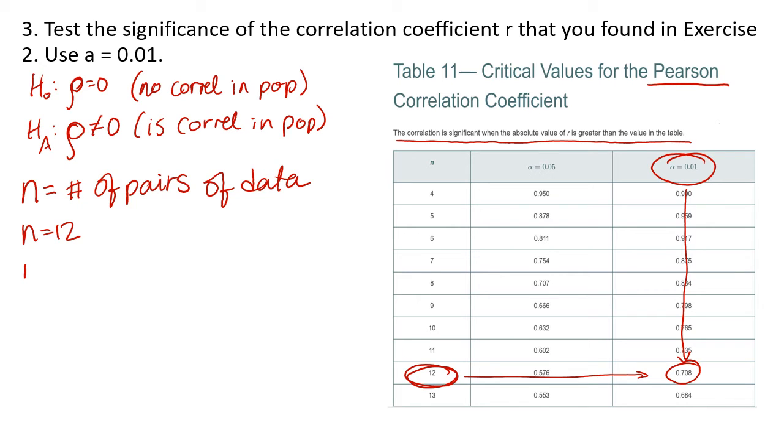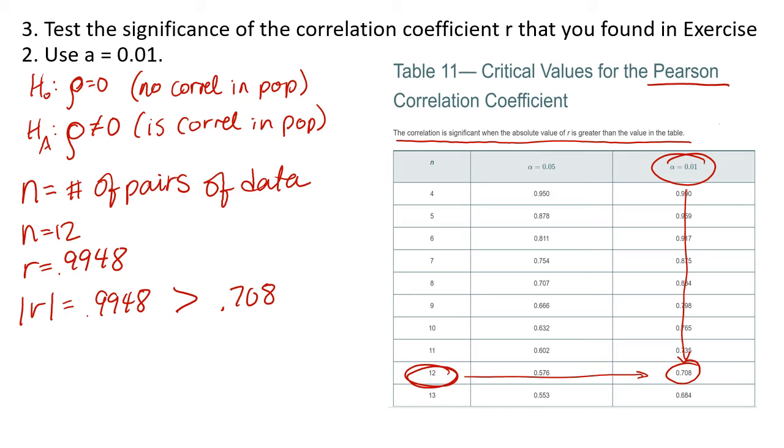So r was 0.9948, technically 12, but that's enough decimals. Right? This table only goes to 3 anyways. And so the absolute value of r is still 0.9948 because it started out that way. And our critical value here is 0.706. Nope, sorry, 0.708. Our r is definitely greater than that.